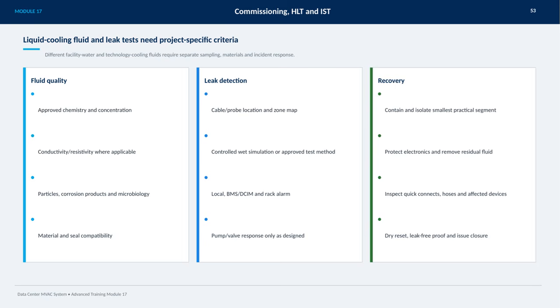In the event of a leak, recovering the system means containing and isolating the smallest practical segment, protecting electronics, and thoroughly removing any residual fluid. Inspecting quick connects, hoses, and affected devices is essential before performing a dry reset. Finally, proving the system is leak-free and officially closing the issue ensures long-term reliability.